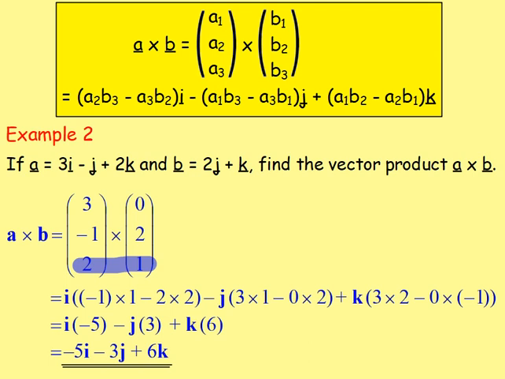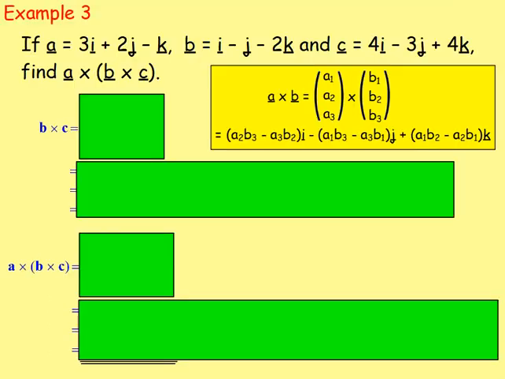Well done. Next one. Example 3, if A equals 3i plus 2j, take away k, B equals i, take away j, take away 2k, and C equals 4i, take away 3j, plus 4k, find A times, and then in brackets you've got the B times C. So the first thing we're wanting is this B times C, or B cross C.